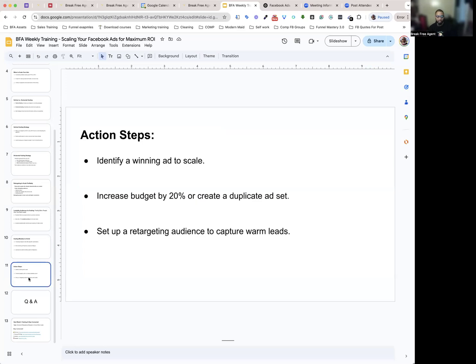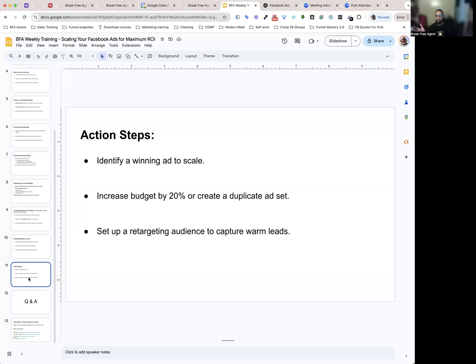Perfect. Now, action steps. Go identify an ad that you can scale. If you're already running ads right now, take a look at them, see which one is performing the best, and identify the one that you need to scale. It has a good cost per lead and good click-through rate. Those are metrics you want to look for. And increase your budget by 20%, or duplicate the ad set and increase the budget that way. There's two different ways you can do that.